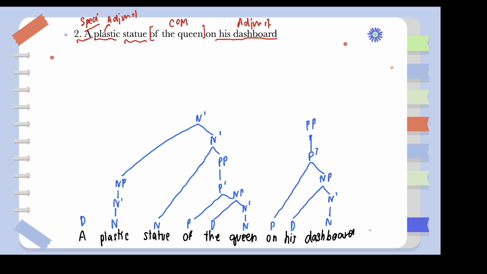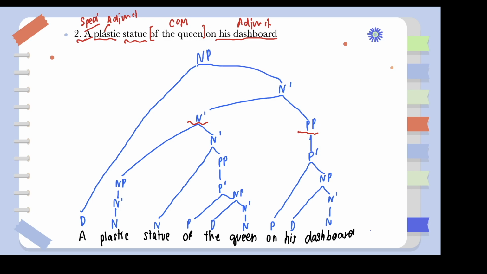So we're going to attach the noun phrase n bar, plastic statue of the queen, with the prepositional phrase on his dashboard. We are going to attach them together to be another n bar. We cannot have a noun phrase yet because we haven't finished attaching it with the determiner here. So we are going to attach the determiner, which is a specifier, which will be attached at the end to be NP, and this NP is attached with the n bar here.